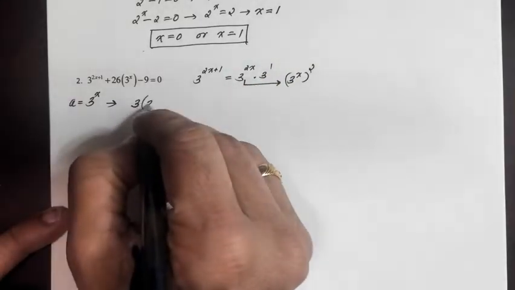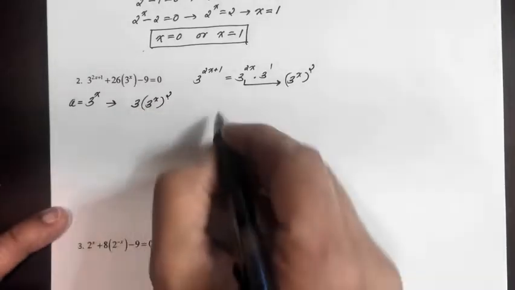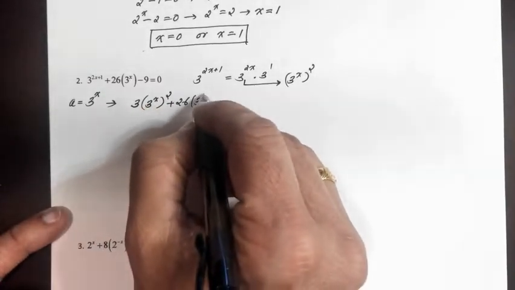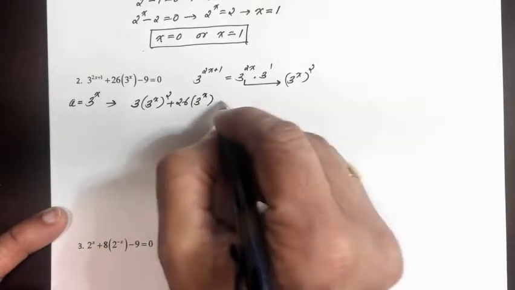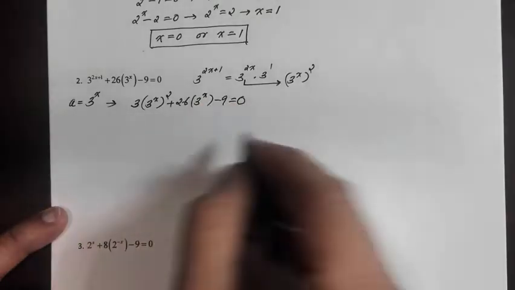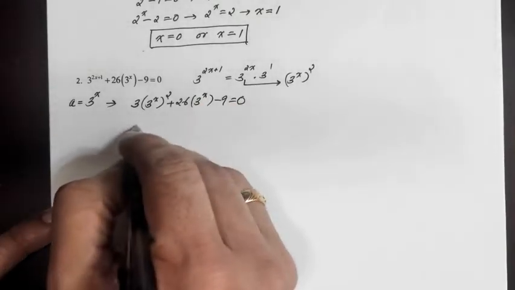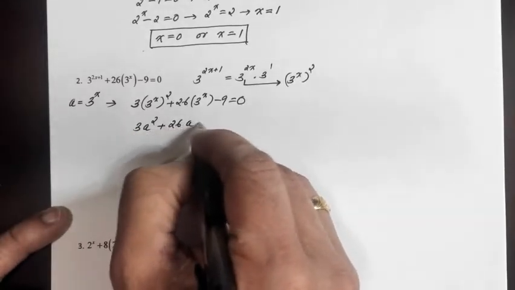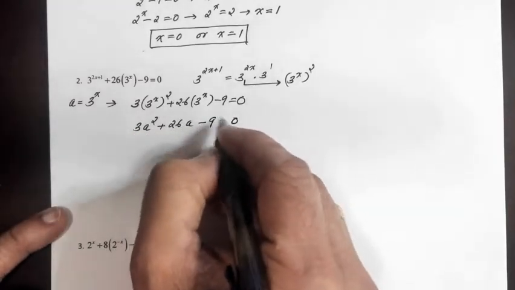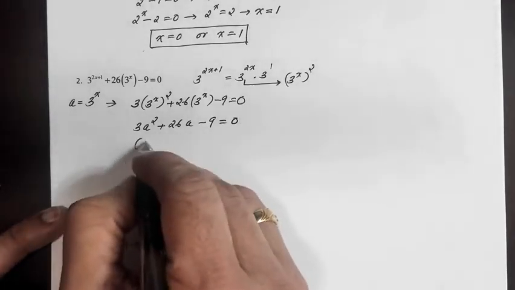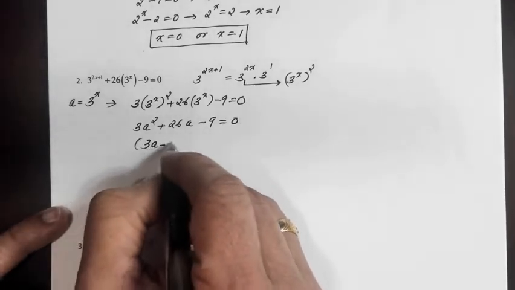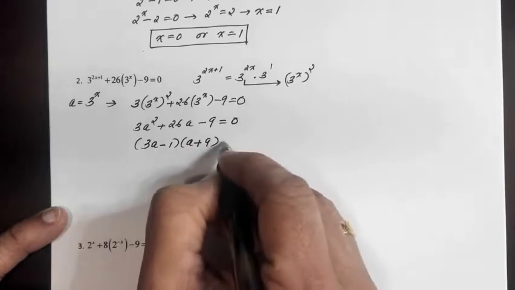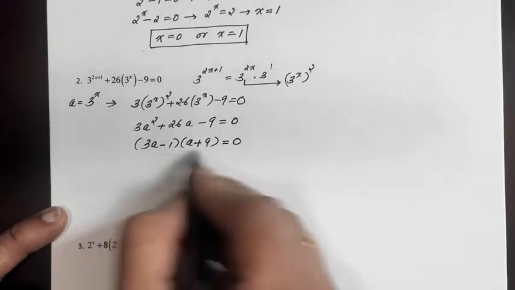So we have 3 times 3 to the power of x squared, then plus 26 times 3 to the power of x minus 9 equal to 0, and the rest everything is like rewriting a quadratic equation. 3a squared plus 26a minus 9 is equal to 0. You know how to factorize them. The factors are going to be 3a minus 1 times a plus 9. I'm not spending time on this, you already know this.